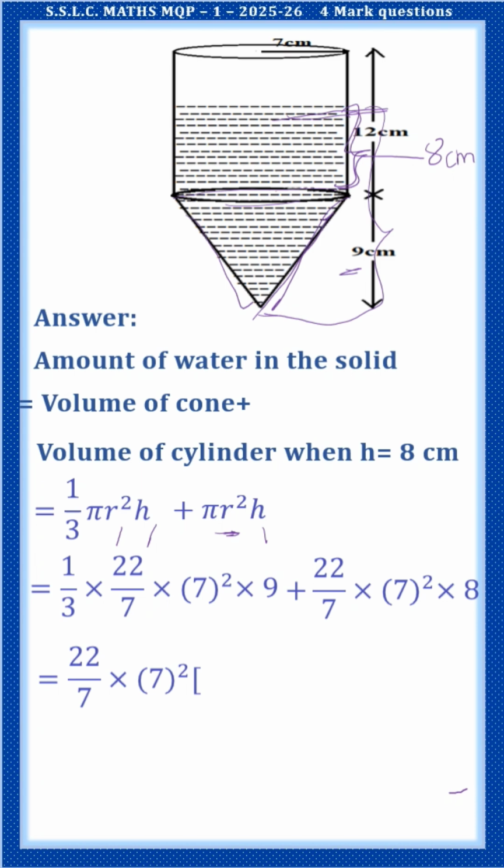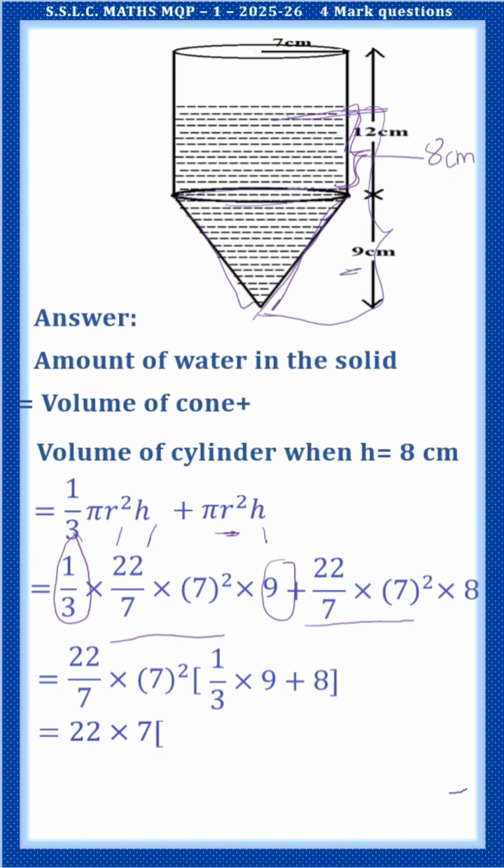Height is 8 cm. Here you can observe that you can take the common things outside: 22/7 into 7 square. Inside the bracket, 1/3 into 9 plus 8. Now 7 is cancelled in the numerator. 22 into 7 in this part. Here 3 ones are 3, 3 threes are 9. So 3 plus 8.